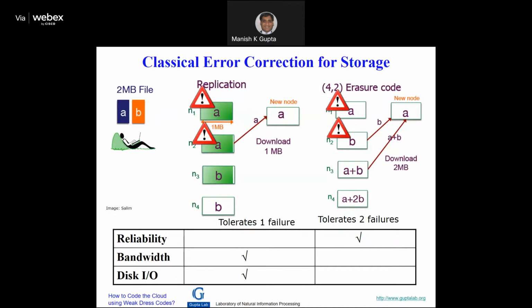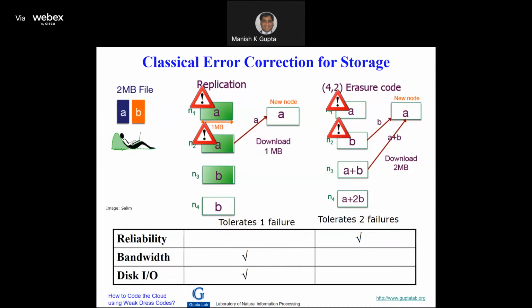It's not a very efficient one, but bandwidth wise, it is very good, because you have to just download the data. There is no computation involved, right? You just simply download the data. And the input output is also very fast for this scheme. And you have to download only 1 MB data to repair.